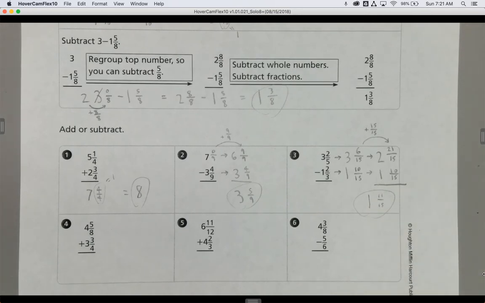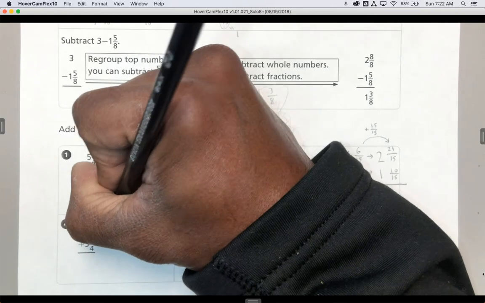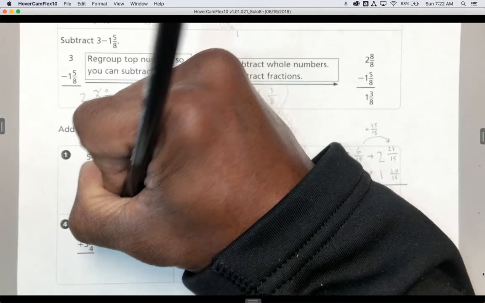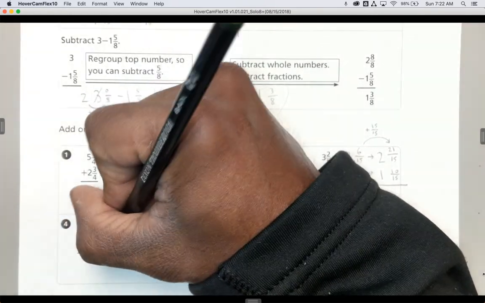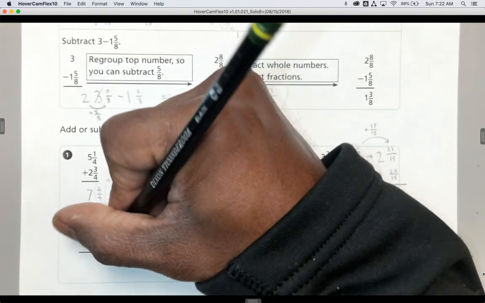Number 4, we're adding 4 and 5/8 plus 3 and 3/4. Common denominator of 8 will work. So 4 and 5/8 remains unchanged. 3 and 3/4 gets rewritten as 3 and 6/8. We looked at the fraction and multiplied the bottom and top by 2.